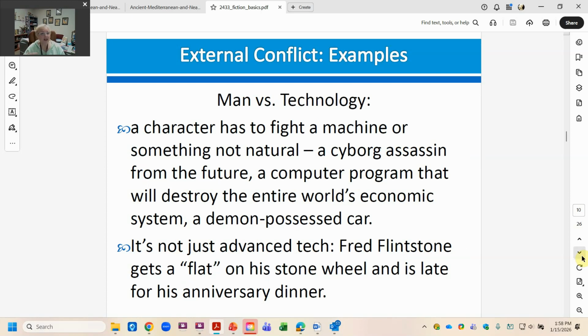These are all things that are not new tech. Like I said, Fred Flintstone is yabba dabba doing, and he gets a flat on his stone wheel. That's man versus technology, because that stone wheel is not natural. They have crafted it, and it is something that is broken. So man versus technology isn't just for modern fiction. It actually can go back and be ancient as well.